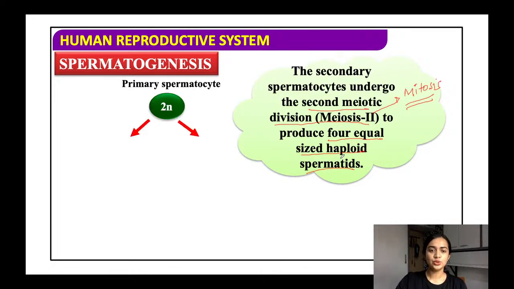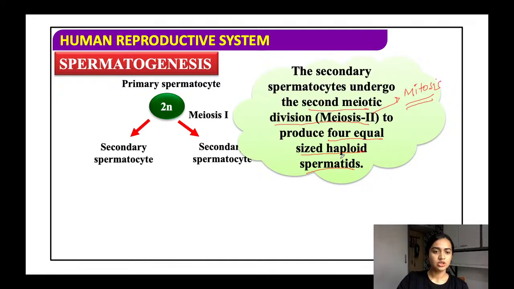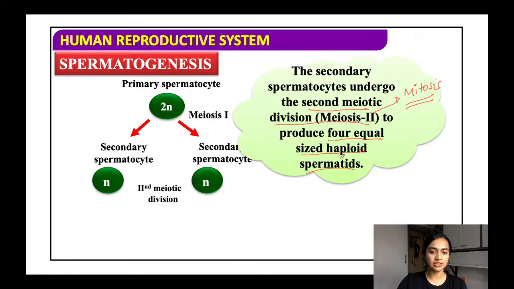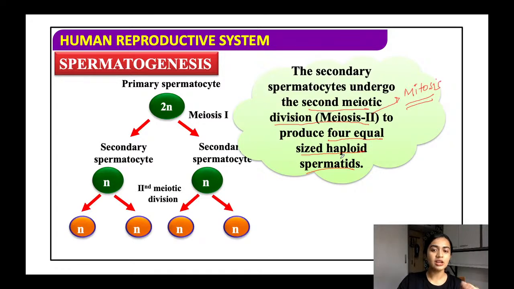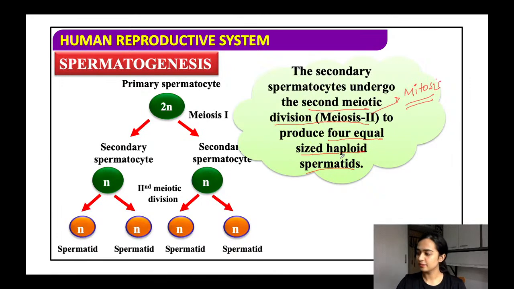See, so we had 2N, and it divides into 2 by meiosis 1. So two secondary spermatocytes were formed, and the ploidy of both is N, meaning 23 chromosomes each. Now each secondary spermatocyte has undergone the second meiotic division. Now what is formed? Four equal sized haploid spermatids.